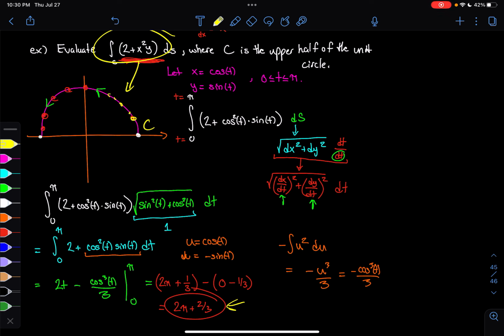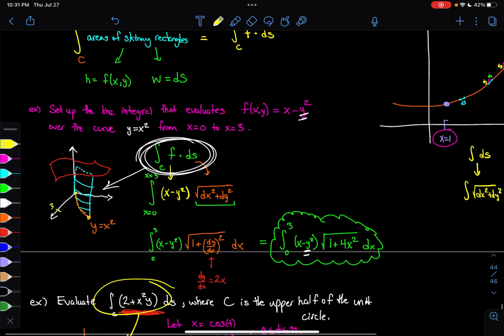And I think this is going to be a good place for us to stop. It's an introduction on how to parameterize certain things. I want to go back really quick to this example.